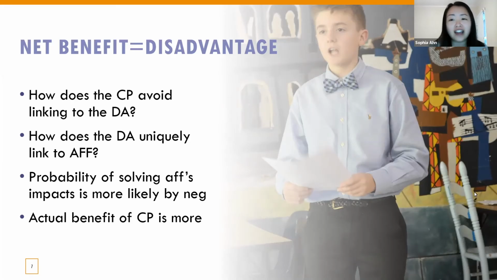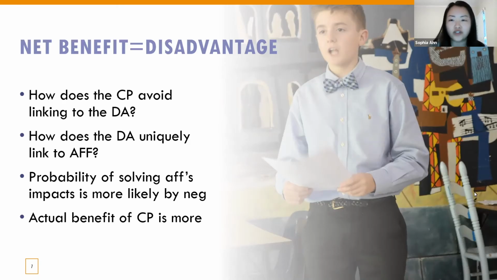Usually I like to ask myself a couple questions, especially because a counterplan and a plan can get a little bit confusing through the debate. So I always ask myself, how does the counterplan avoid linking to the disadvantage? And how does that disadvantage uniquely link to the affirmative? Because even though now both sides are technically reading a plan text, there is something different about the counterplan from the affirmative plan, and that's what you really want to focus on.